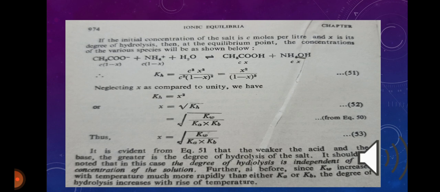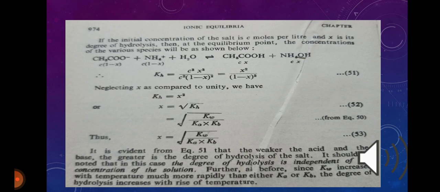Kh is equal to C square X square. Why have we taken C square X square? Because concentration of acetic acid is Cx, ammonium hydroxide is Cx. So that's why we have taken C square X square divided by C square into 1 minus X square. Why have we taken here also C square into 1 minus X square? Because the concentration of acetate ion and ammonium ion is C into 1 minus X. We can cancel C square, so that is equal to X square divided by 1 minus X square. Consider it as equation 51.